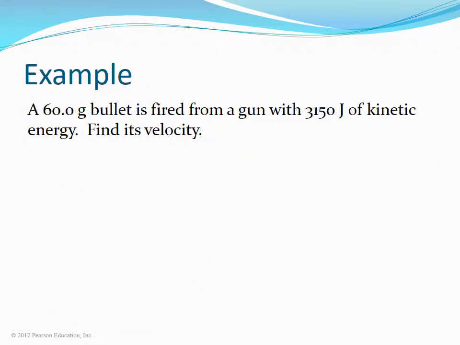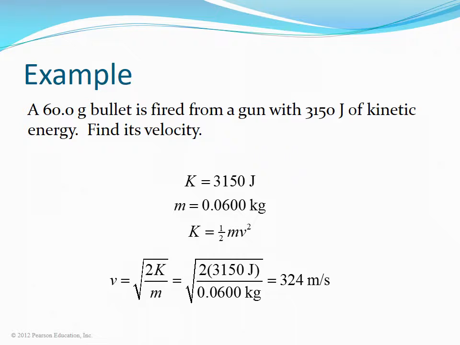A 60-gram bullet is fired from a gun with 3,150 joules of kinetic energy. Find its velocity. The kinetic energy is 3,150 joules. The mass is 0.06 kilograms. The definition of kinetic energy is 1/2 the mass times the speed squared. The velocity can be found as the square root of twice the kinetic energy divided by the mass, or 324 meters per second, to 3 significant figures.